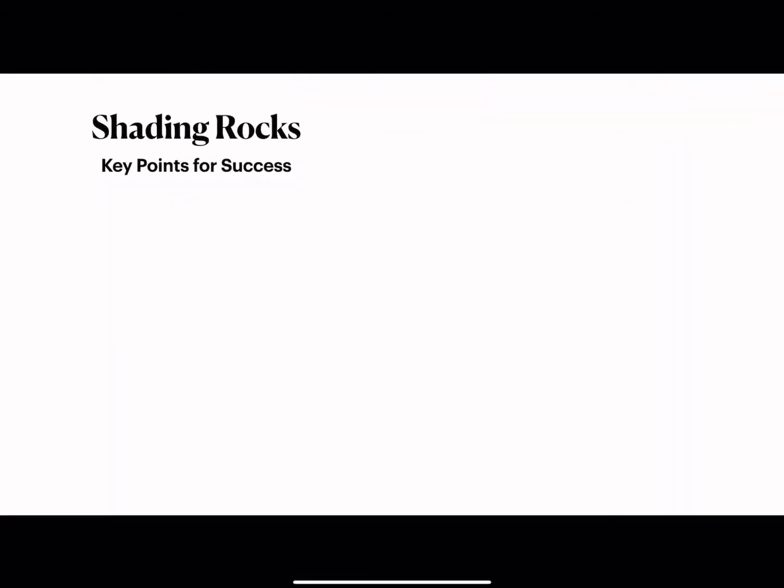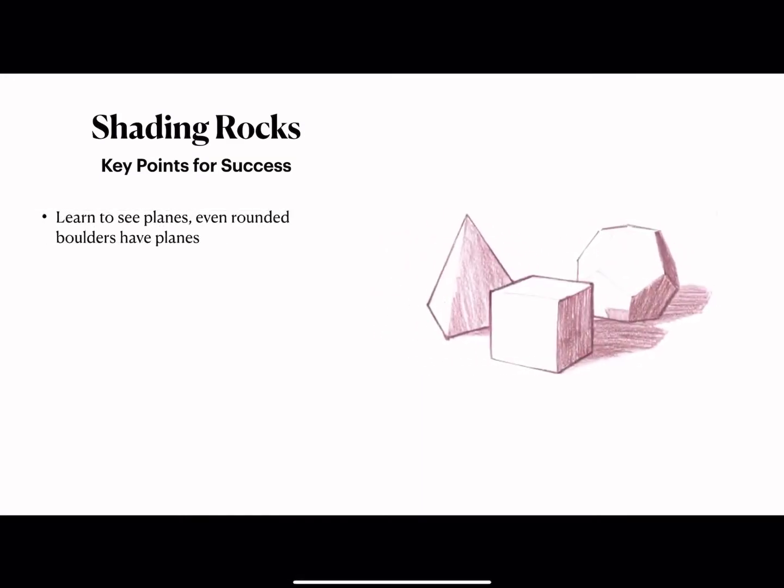So here are some key points for success. The first one is to learn to see planes. Even rounded boulders have planes. Planes are the angled surfaces of a rock. If you want your rock to have real volume, you need to see and show these planes.